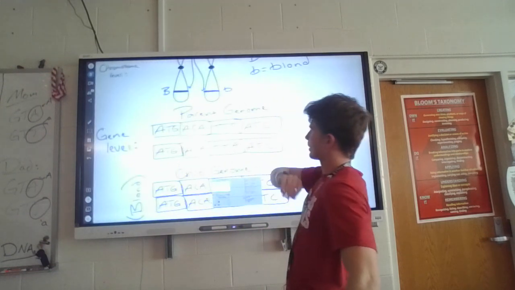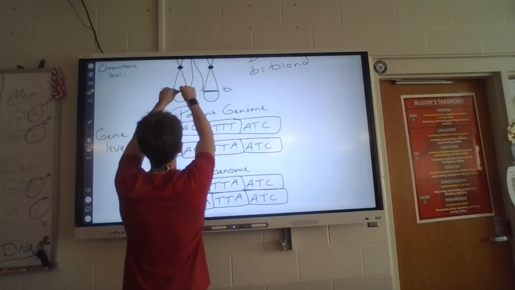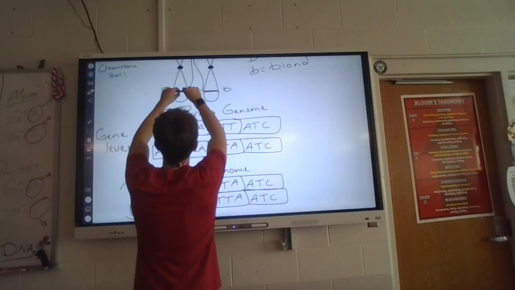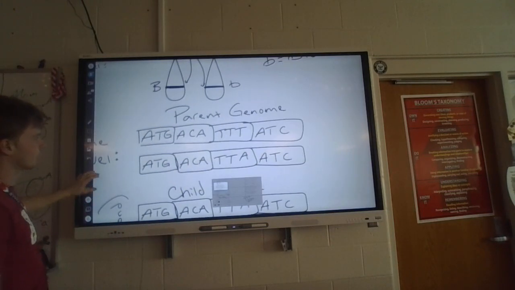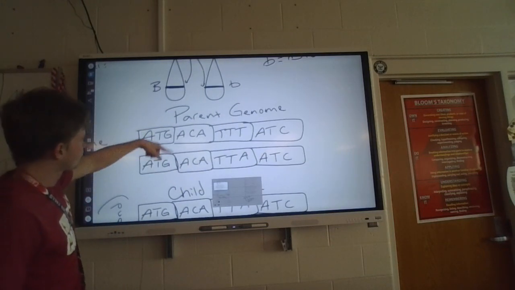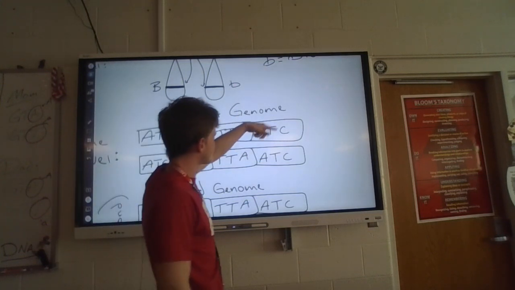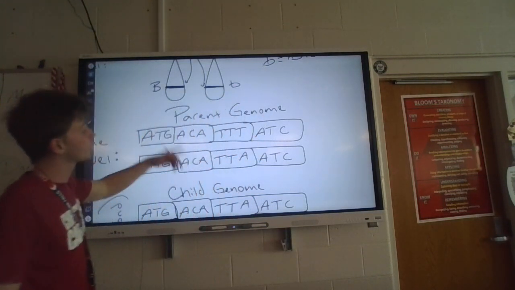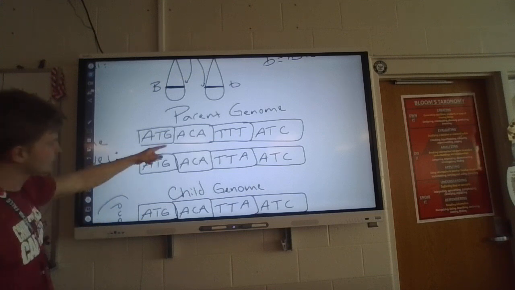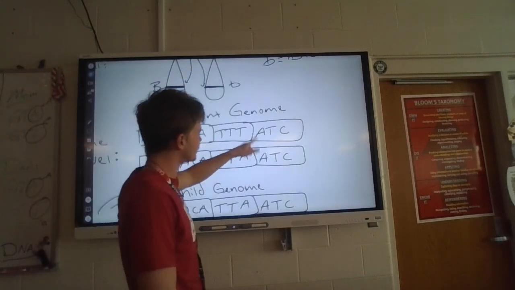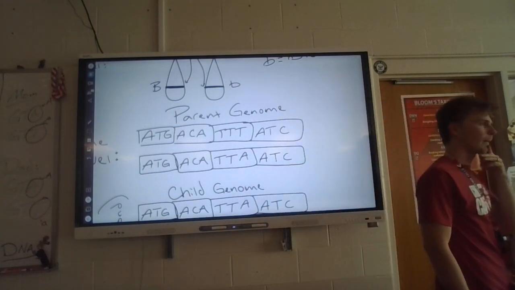Next, we're going to look at the gene level. What I did is I zoomed in on this little stretch of bar on each of these chromosomes to see what the code was. This was one of my parents' genome: ATG, ACA, TTT, ATC. That's one of them. And then their other chromosome had ATG, ACA, TTA, ATC. I want to see if you guys can spot a difference between those two strands.